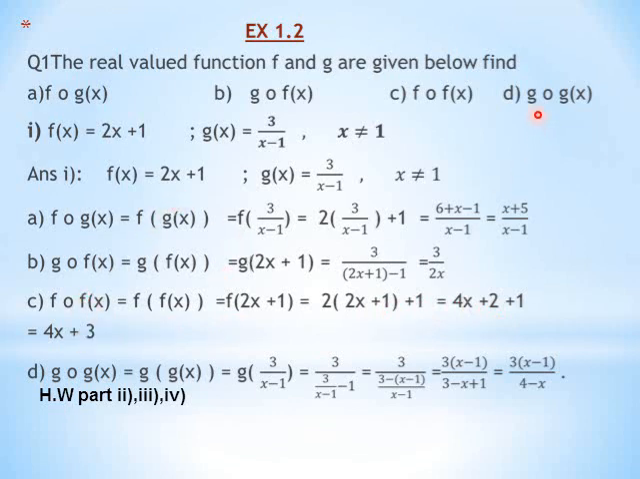Now the last part, g of g of x means g is outside, g of x is 3 upon x minus 1. Now this is x, and again I can put this in place of x. So 3 upon 3 upon x minus 1 minus 1. I took the LCM: 3 minus x minus 1 upon x minus 1. After the simplification, this is the answer.